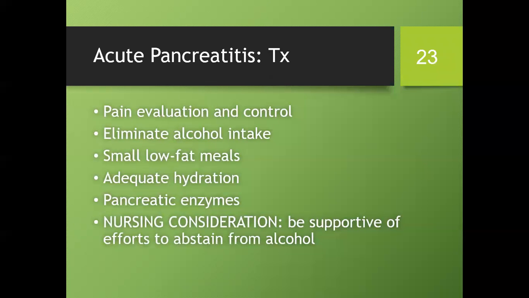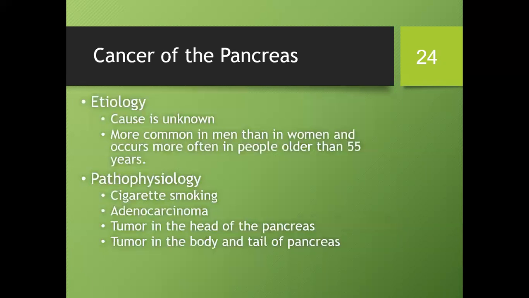Acute pancreatitis treatment includes pain evaluation and control. That's going to be our primary intervention with acute pancreatitis, is to control the pain. Additionally, we want to eliminate alcohol intake, make sure that these patients are having small, low-fat meals, that they have enough hydration, and that they're on pancreatic enzymes. And they do need to always take those pancreatic enzymes. Nursing consideration, we must be supportive of their efforts to abstain from alcohol.